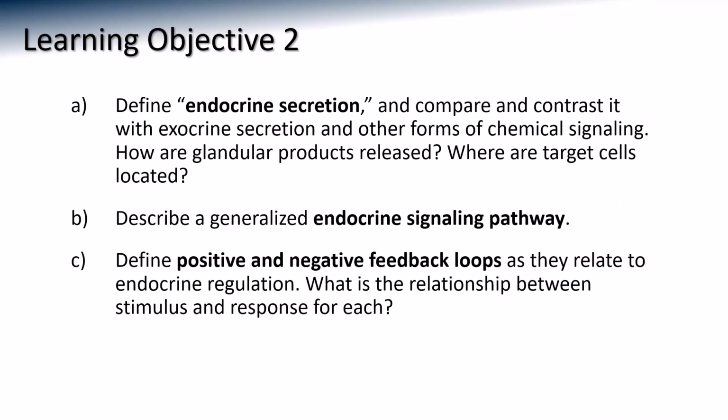Our goals here are simply to define endocrine secretion, walk through a pathway, and then talk about the way that these are regulated, so some positive and negative feedback loops. We will walk through those, define what they are, and compare and contrast how they work.